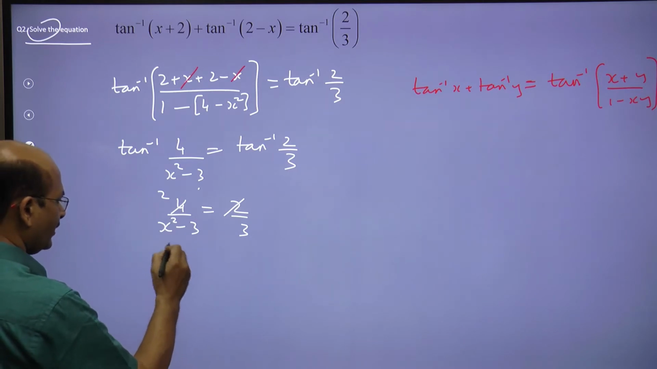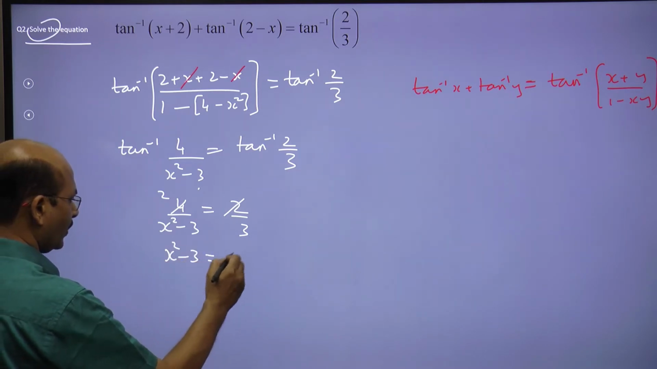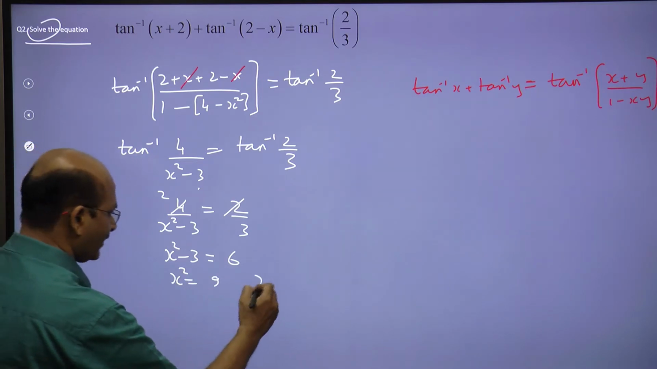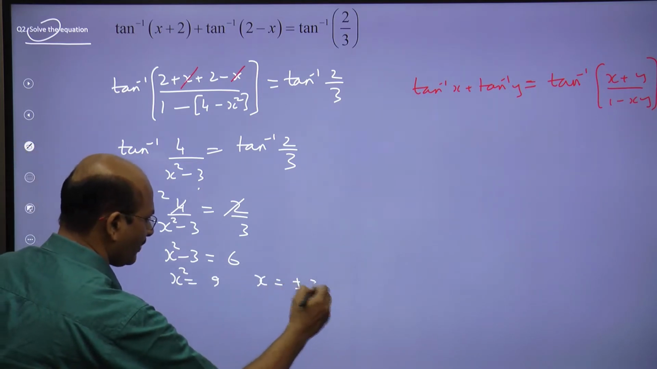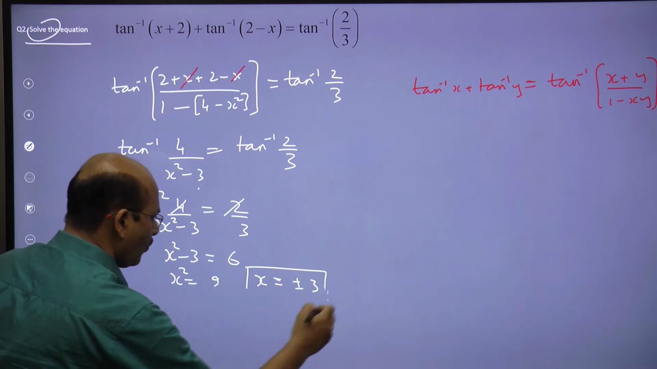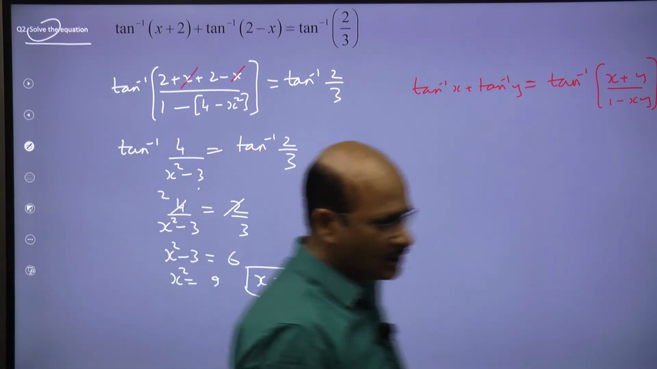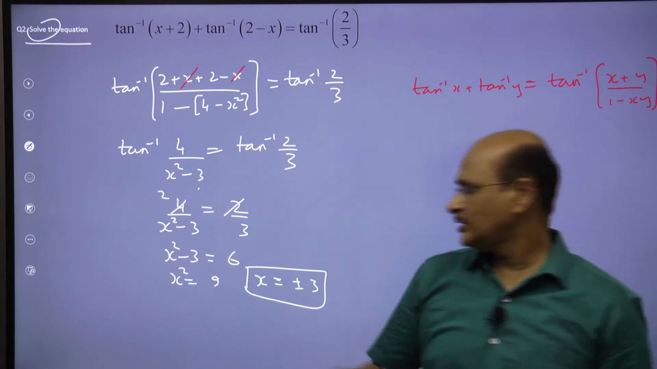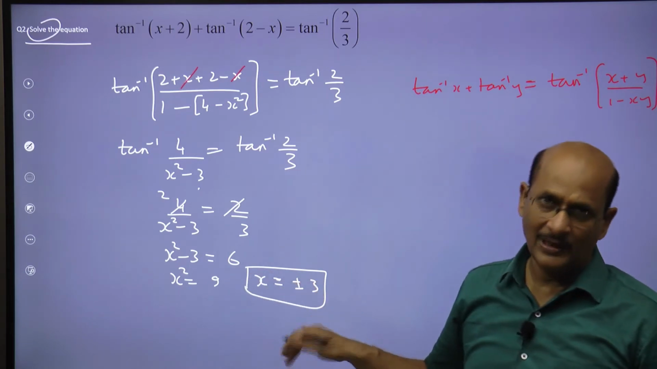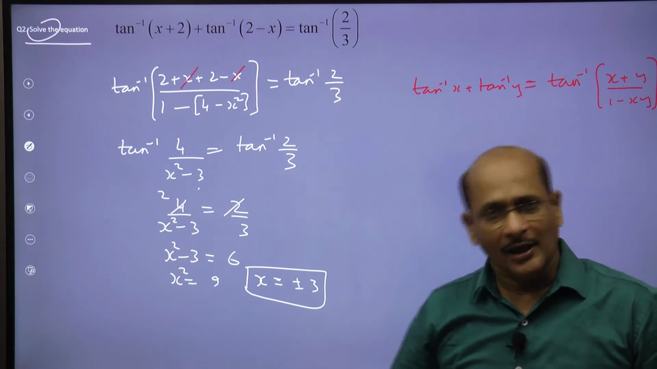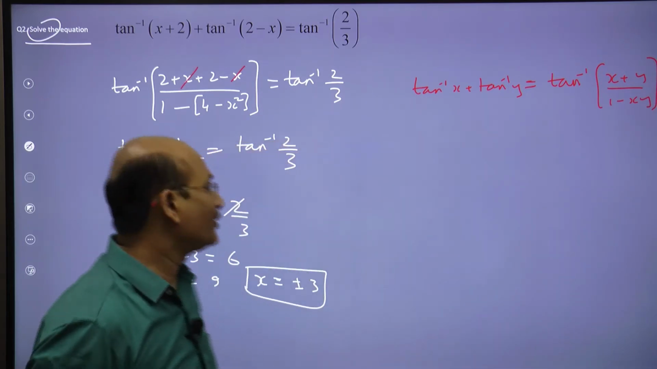So, this will finally be x square minus 3 is equal to 6, x square is equal to 9, and x is finally plus or minus 3. Now, one thing I always want to tell the children, I do understand many times you can find a solution where one number is acceptable, the other is not acceptable. Sometimes both are acceptable. Sometimes, of course, when you have a different solution, you have no issue at all.